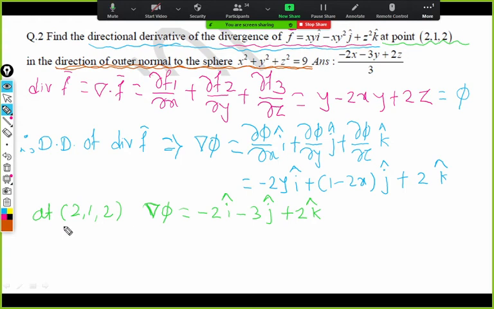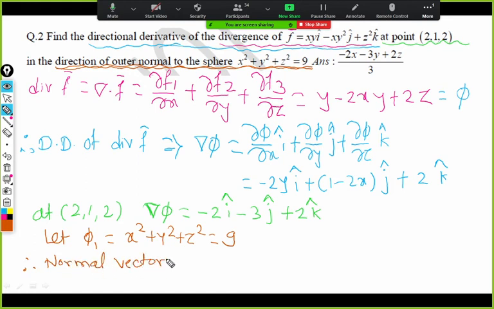So here, let me assume that phi 1, now I will take phi 1 as a surface of the sphere. So x square plus y square plus z square equal to 9. And we want normal vector to this sphere. Therefore, normal vector is del phi 1. Del phi 1 is a normal to the surface phi 1.